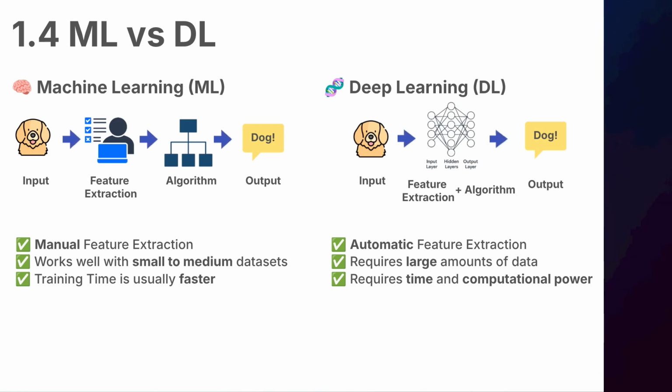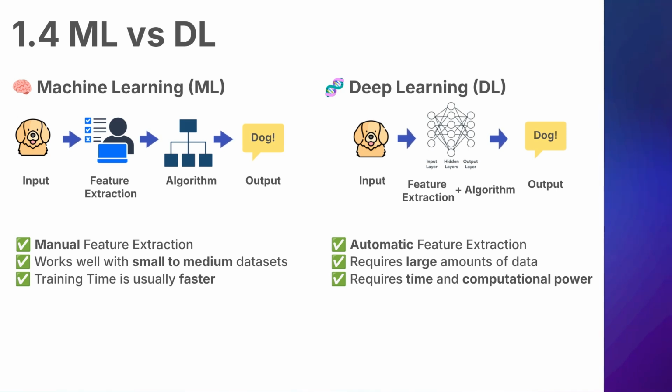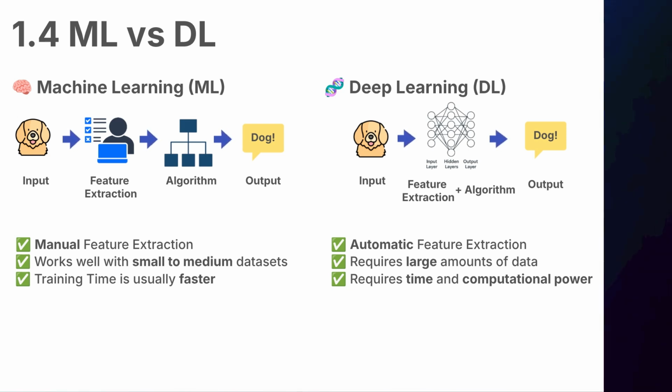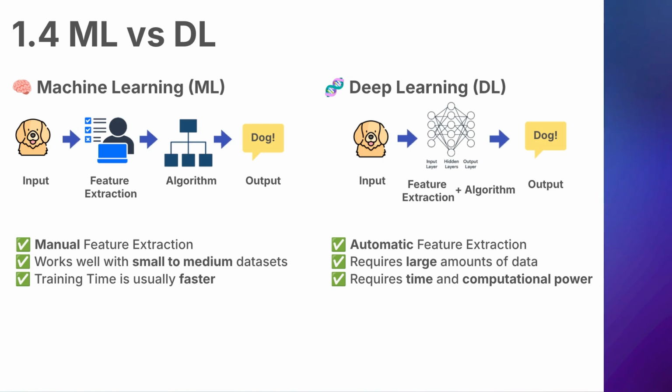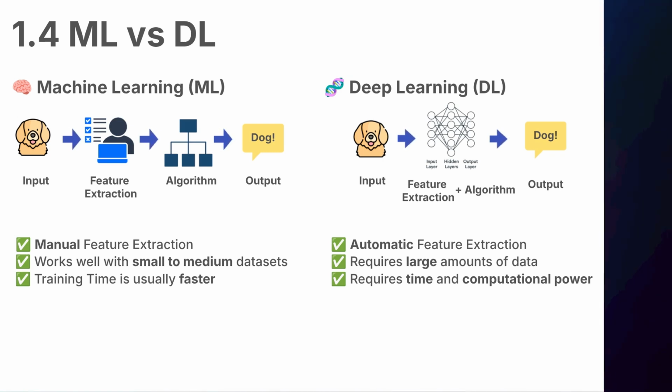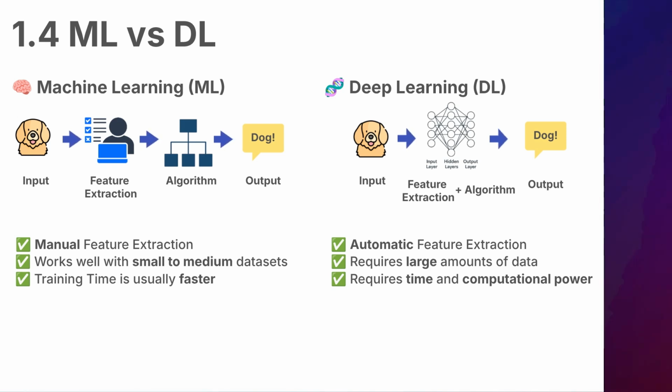In terms of interpretability, machine learning models are generally easier to explain. You can usually understand why a decision was made, especially with tree-based models or linear regression. Deep learning models are often considered black boxes. They may perform exceptionally well, but it's harder to understand how they arrived at a specific output.